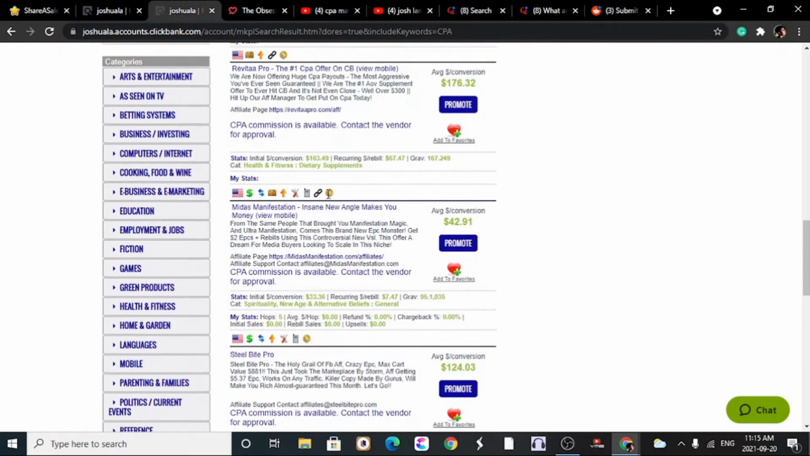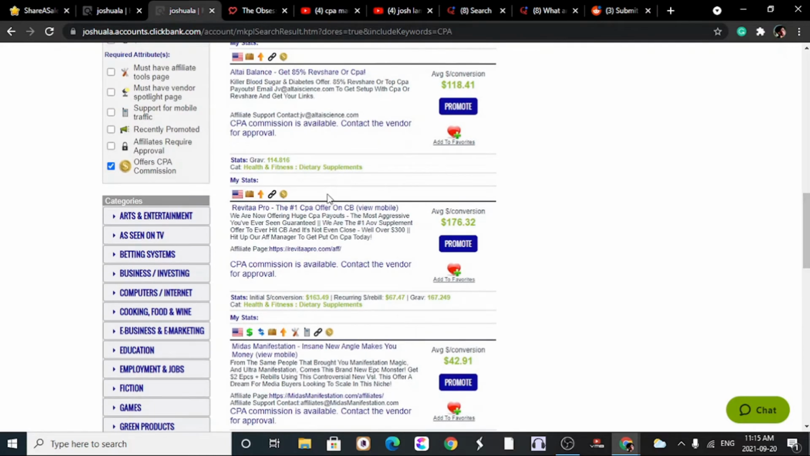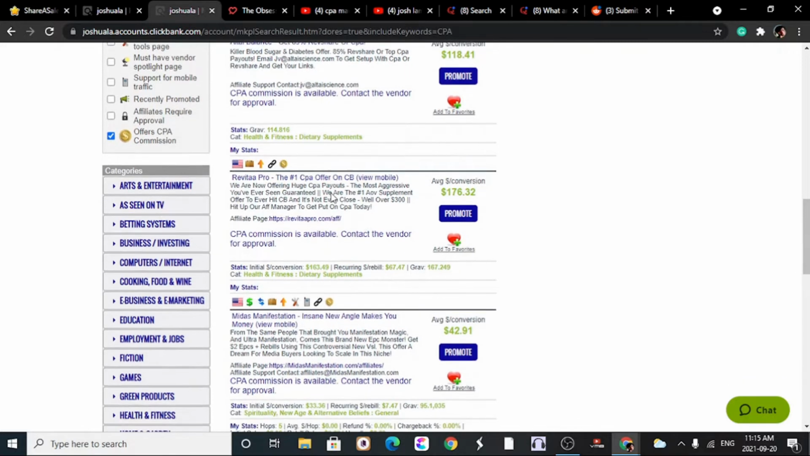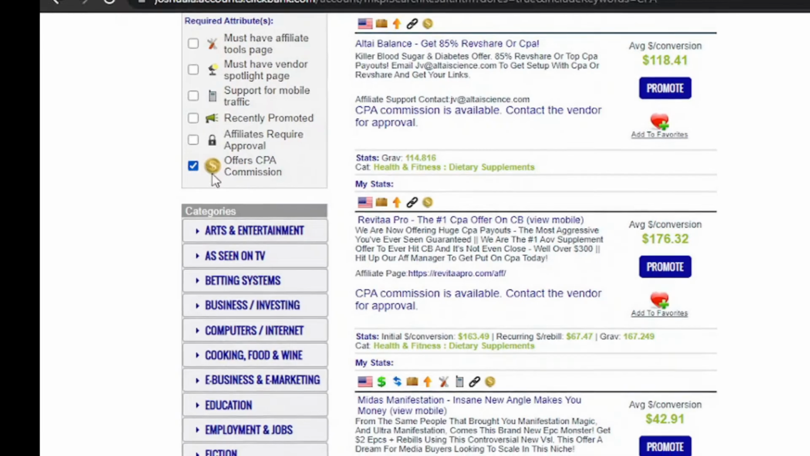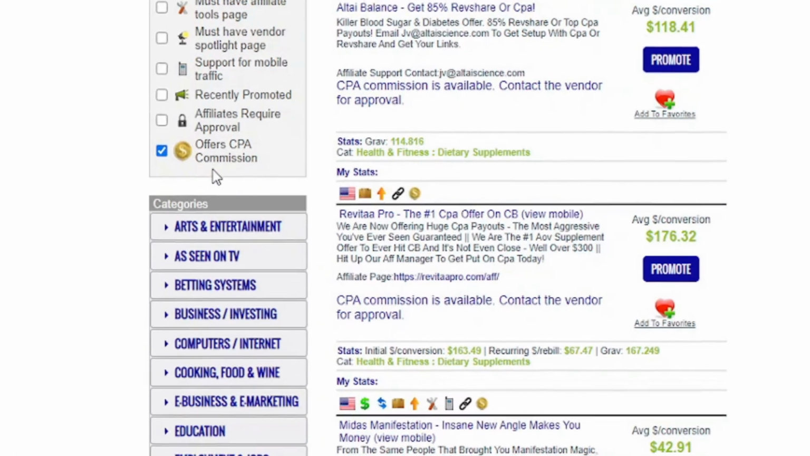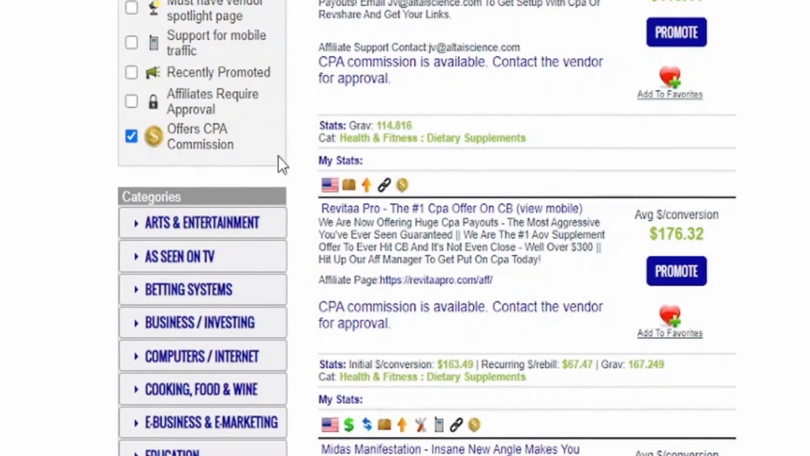On ClickBank, they added this CPA commission feature, which is really good. The good thing about ClickBank is that they have lots of offers, but the downside is that they have very high refund rates. You can see here that you can filter by products that offer CPA commission. Remember, this is a step-by-step video, so be sure to stick around all the way to the end, and I'm going to show you why this is important.